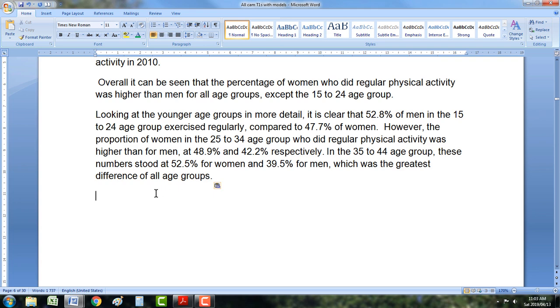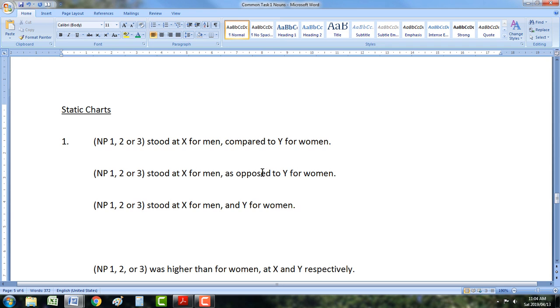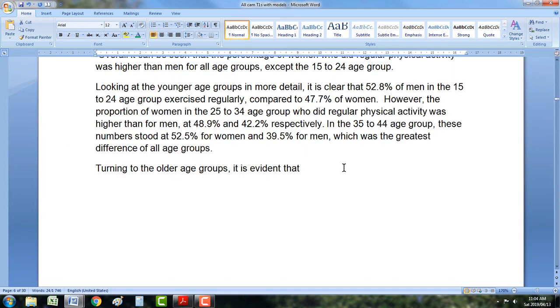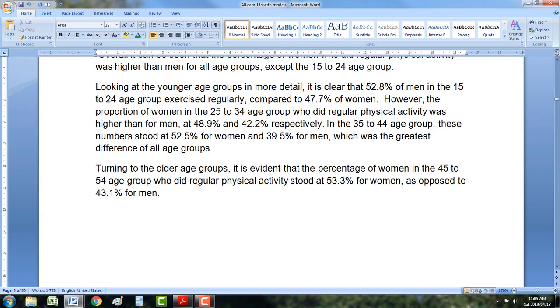Let's move on. Turning to the older age groups, it can be seen that. And I'm just going to use this one again, but I think I'm going to throw a nice noun phrase 3 in there. The examiner will not notice you use the same sentence structure if you change your noun phrase to noun phrase 3, noun phrase 4, change your vocabulary, compared to, as opposed to. So there, what a beautiful sentence. The percentage of women in the 45 to 54 age group who did regular physical activity, noun phrase, noun phrase 3, stood at that as opposed to that for men.